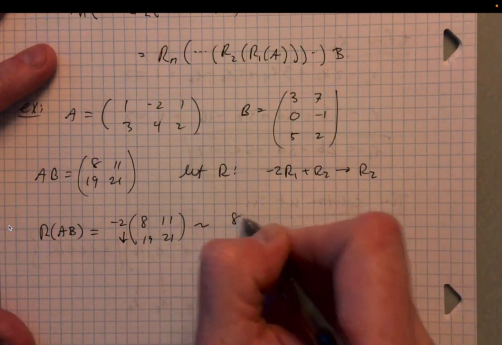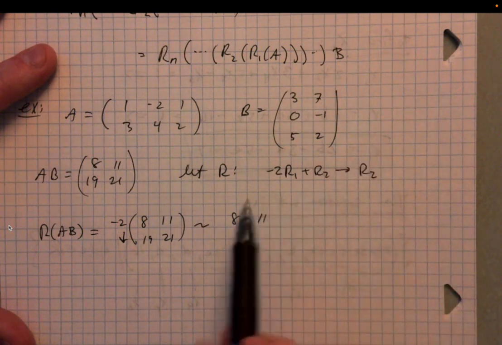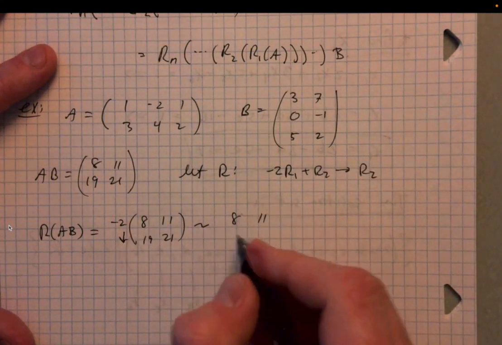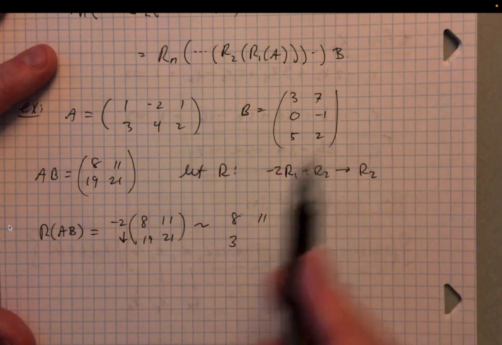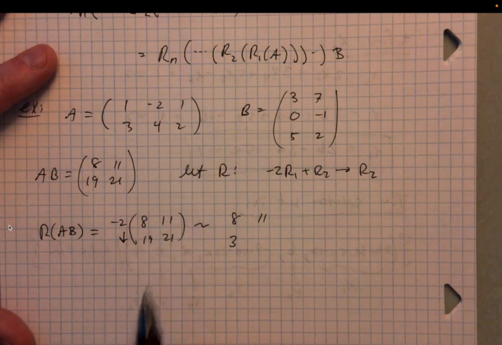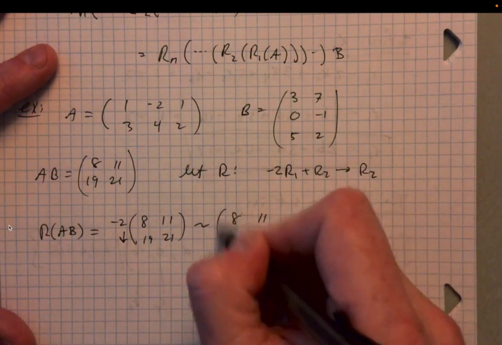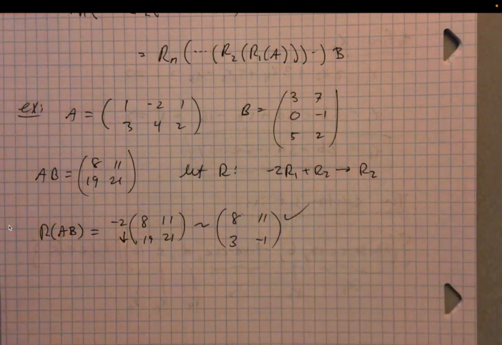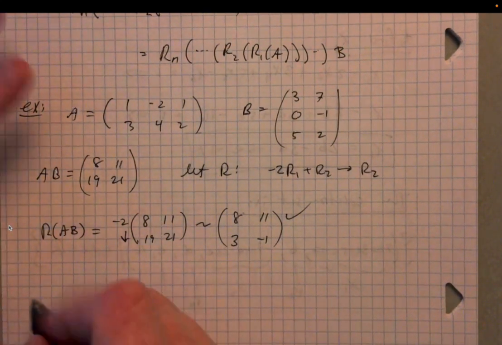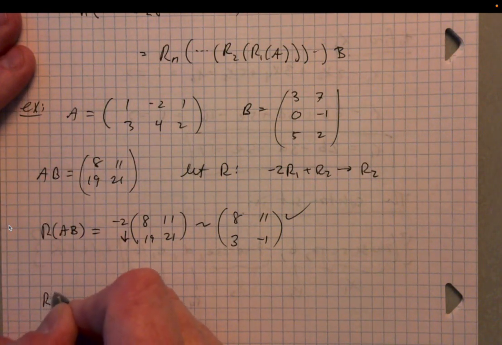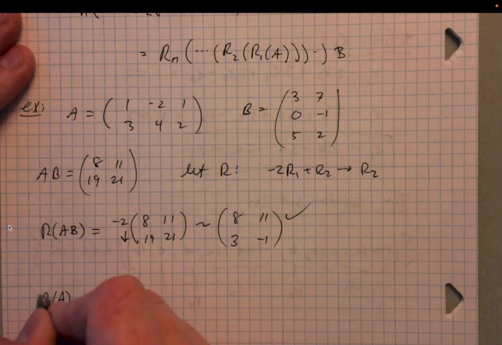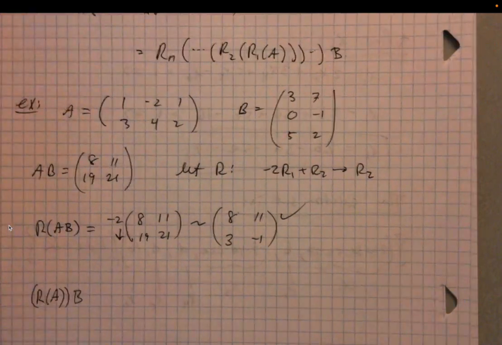And so what do I get? I get 8 and 11, and then -16 plus 19 is 3, and negative 22 plus 21 is negative 1, right? So there's the result right here. Now what the theorem says is that I should get the same thing if I do this instead. The row operation to just A and then multiply the result by B.